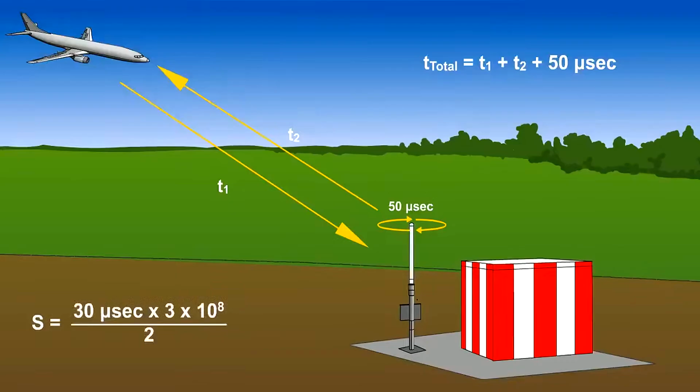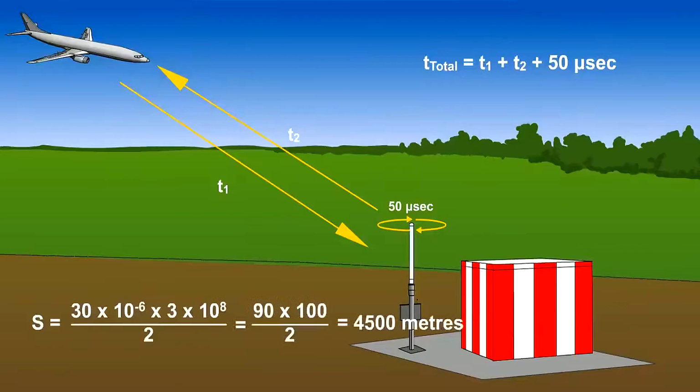If, for example, the transmission times of T1 and T2 total 30 microseconds, we multiply by 10 to the minus 6, which gives us 4,500 meters. Divide by 1850 to convert the meters to nautical miles. We can calculate that the aircraft is 2.43 nautical miles from the transponder.